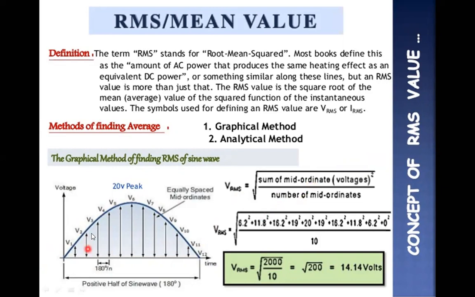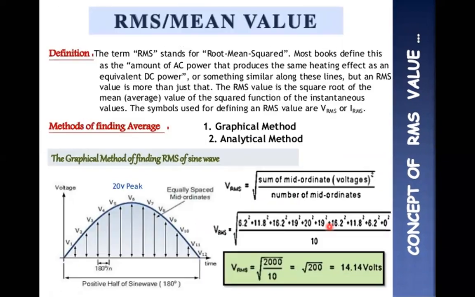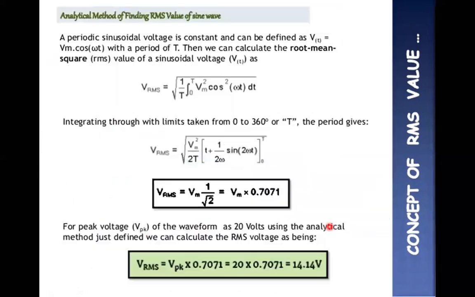So if you square each value V1, V2, V3, V4, V5 up to V12, these are the values we have taken, we need to square them, sum up, and divide by the number of mid ordinates. Here it is 10. So this comes under root of 200, and this is nothing but 14.14 volts. This is for these particular given values. Now the analytical method for finding the RMS value of a sine wave. This is how it is calculated.